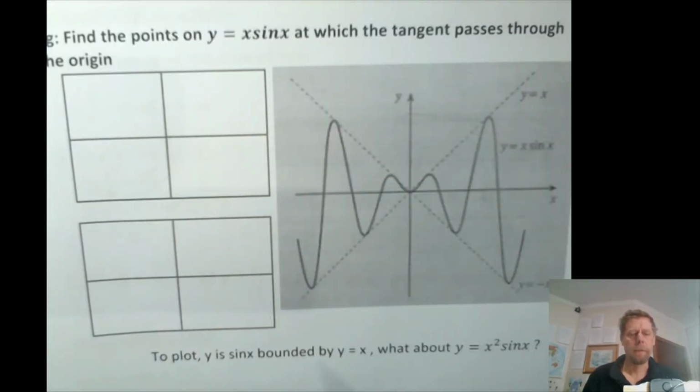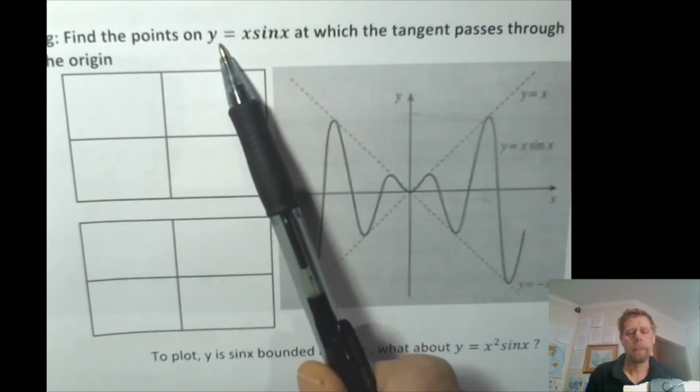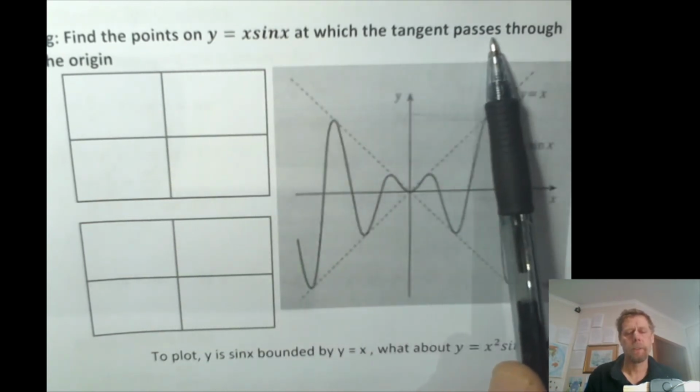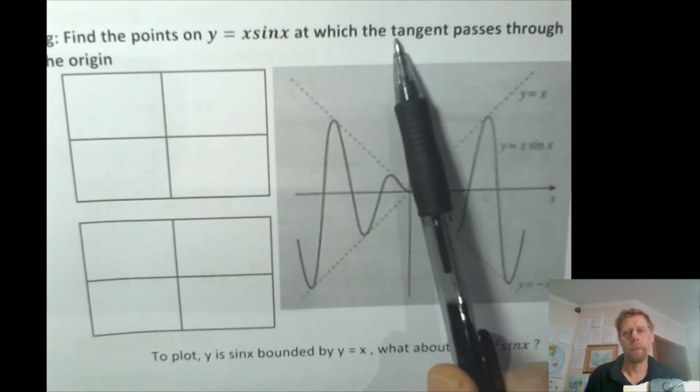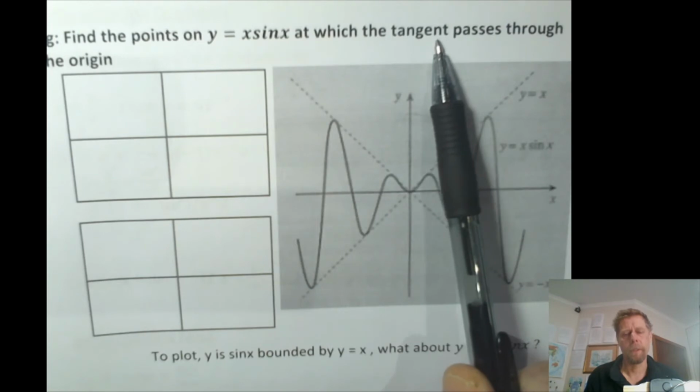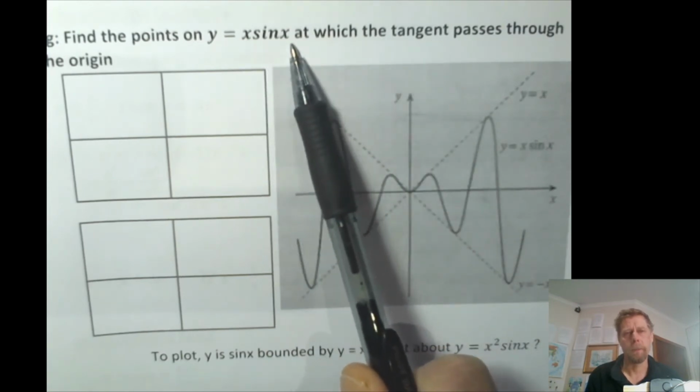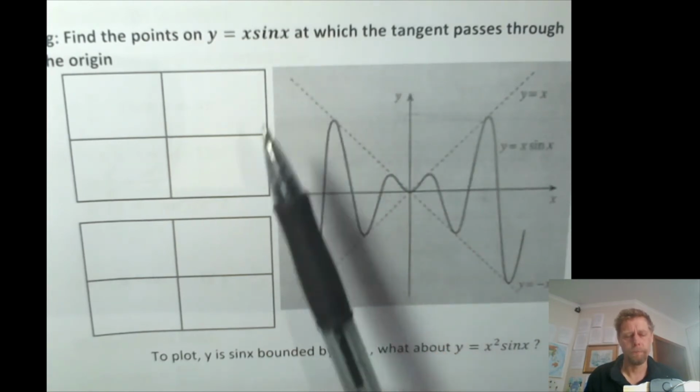Here's another example. Find the points on y equals x sin x at which the tangent passes through the origin. Since we're talking about the tangent, we know we're going to be differentiating. We're going to need to find the slope, and because we can see an x sin x, we know that it's going to be using the product rule.